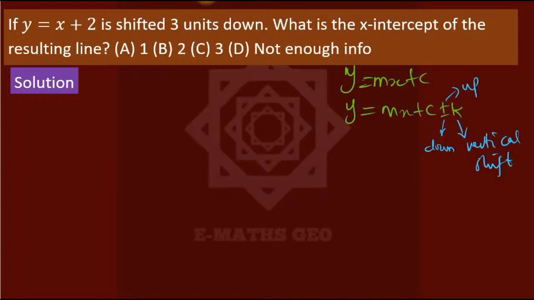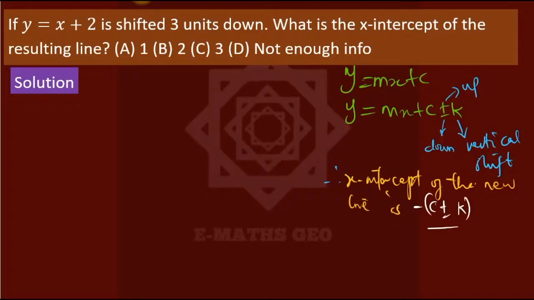Therefore, the x-intercept of the new line is equal to, like making x the subject of the formula after you set y to 0, minus (c plus or minus k) over m. And remember, plus is up, minus is down. That's making x the subject of the formula if y is 0. So that's what we have.